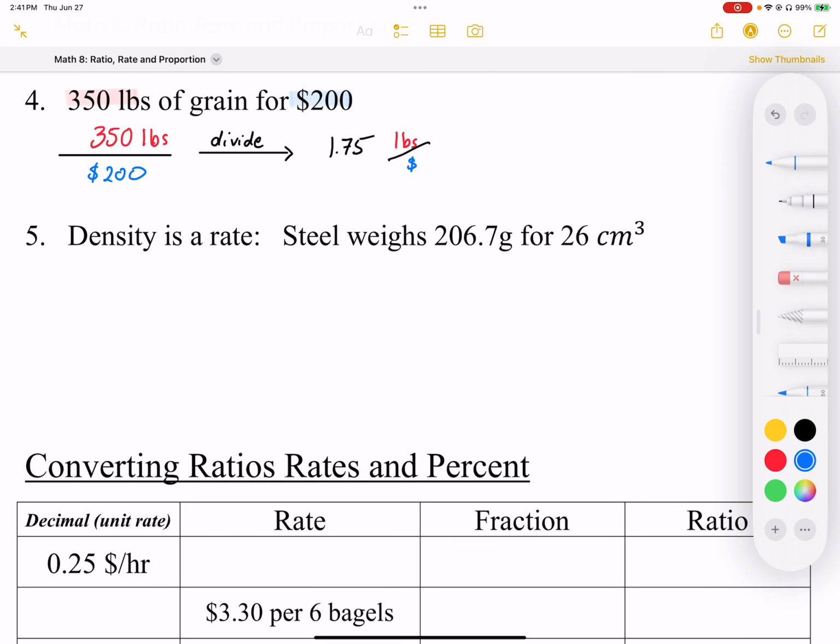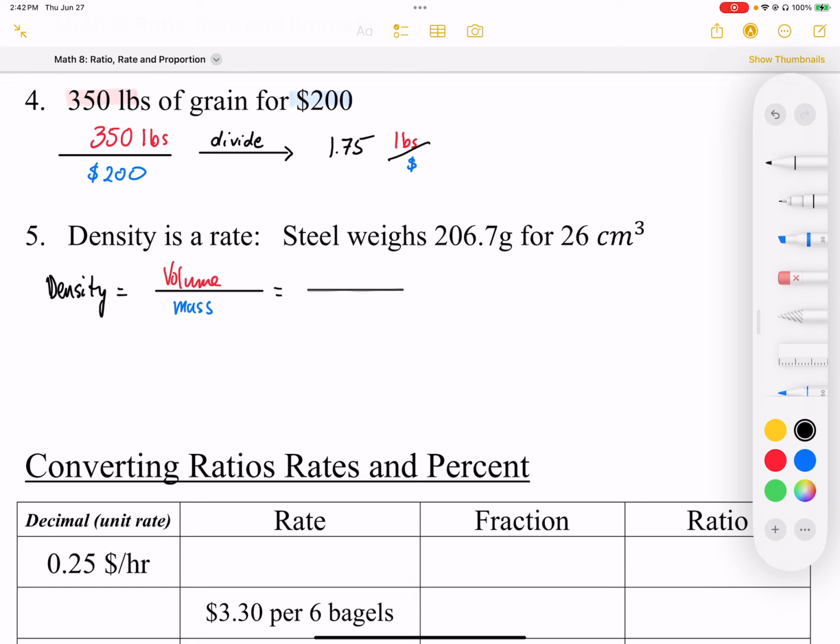In science, we use something called density, and density is just a comparison of volume compared to mass. So volume is going to be on top. So I'm going to write this out. Density is equal to volume on top over mass on bottom.